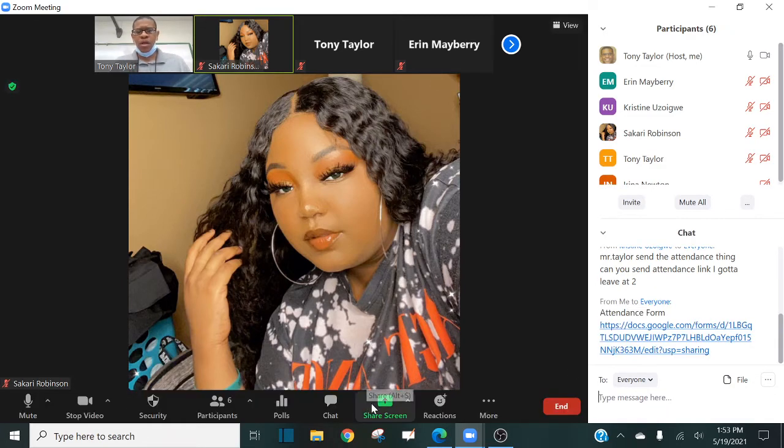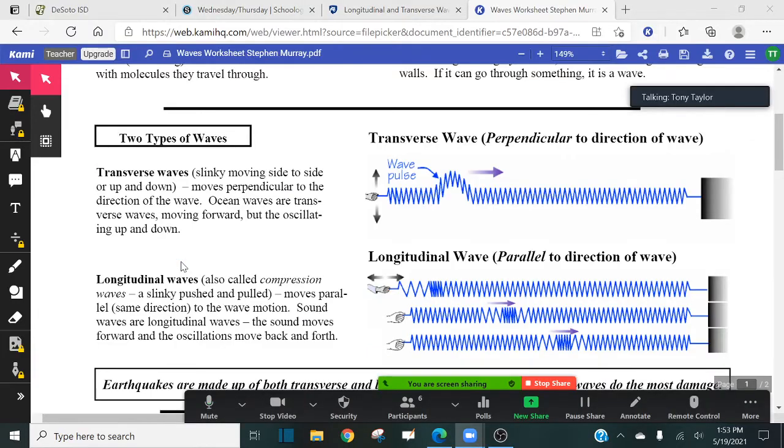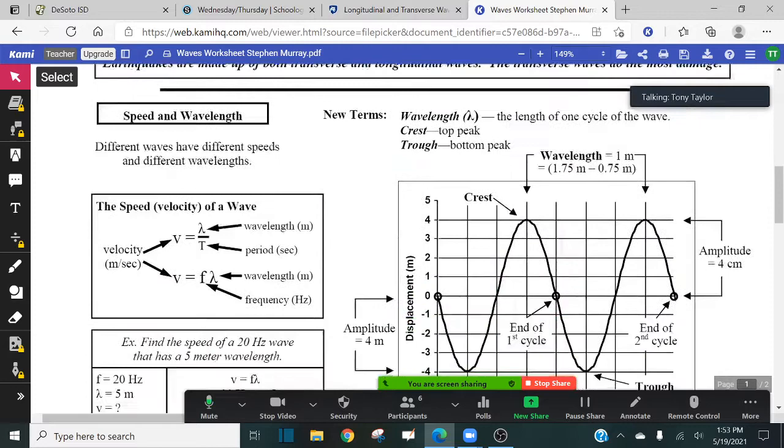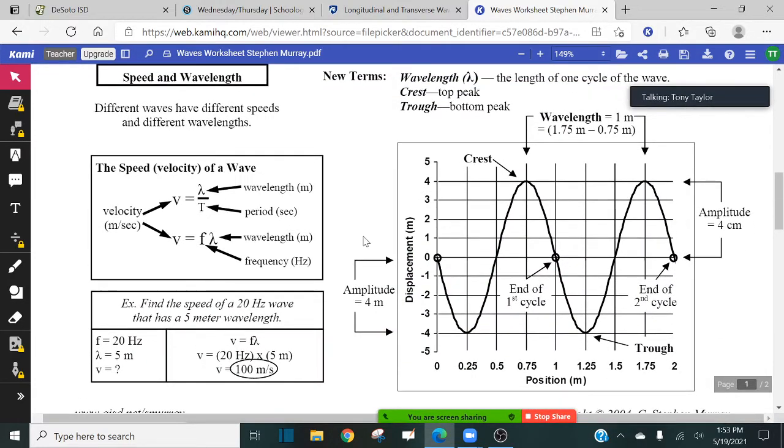Okay. Going back to these notes that we talked about last time. So guys, remember the terms that I introduced to you last time. I talked about crest and troughs. Remember, crest represents the highest point of your wave. The troughs represent the lowest points of your wave.